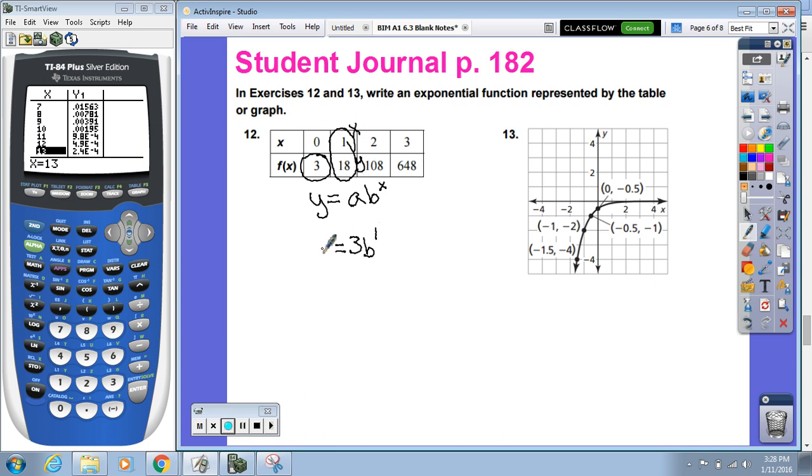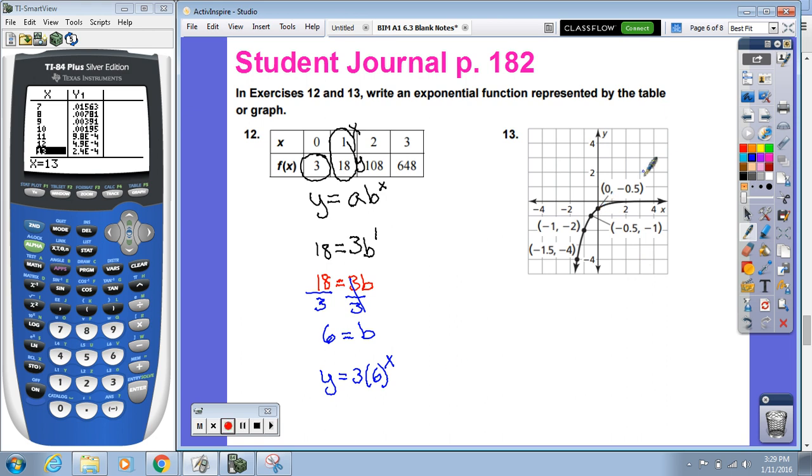So I'm going to plug in 1 for x and 18 for y, and I'm going to try to solve. So what I can do, I have b to the 1, which is the same as just b. So now I can divide by 3 on both sides, and I find out that b equals 6. So if I rewrite my equation, I have y equals 3 times 6 to the x, and that's my equation.